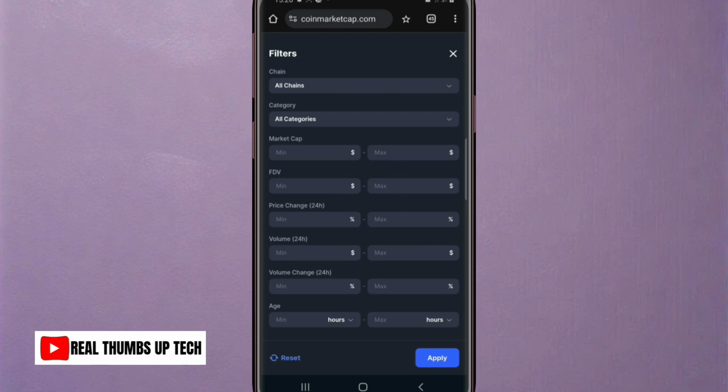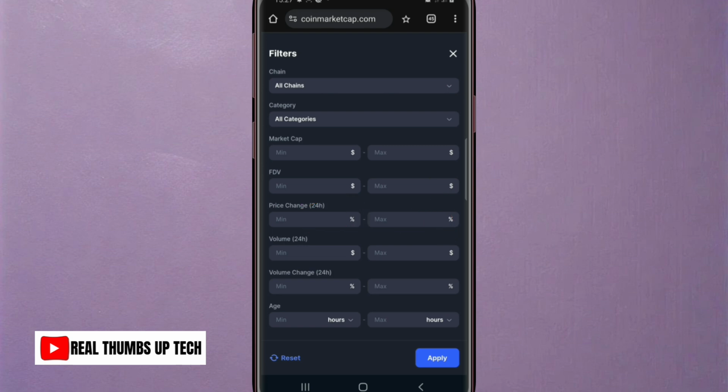Under here we have price change. Price change is just the change in price over 24 hours, the decrease or increase in price of that particular coin in the last 24 hours. It's the percentage of the increase or decrease. If you look here, you see that they are in percents, so you put the figure you want to use.